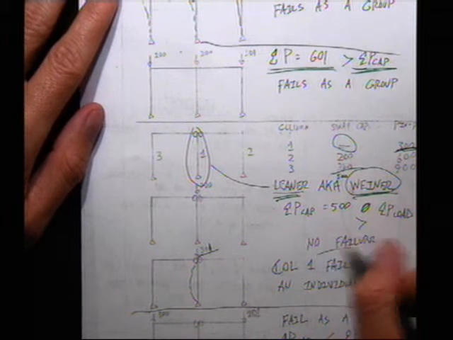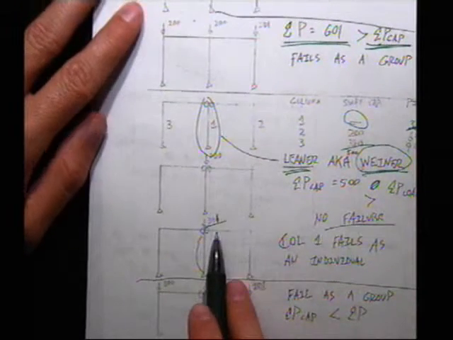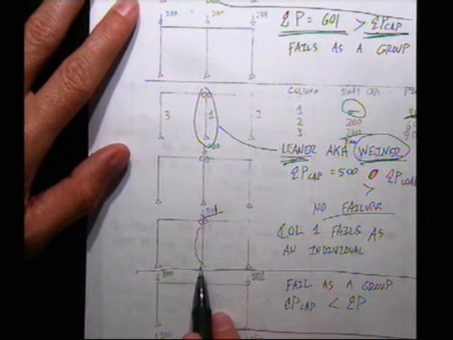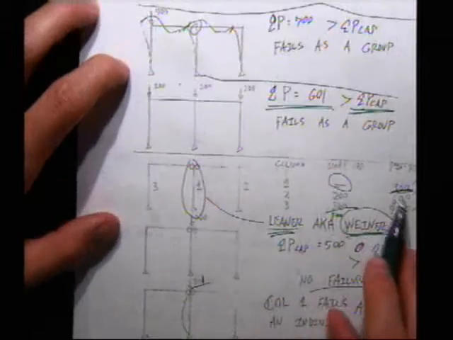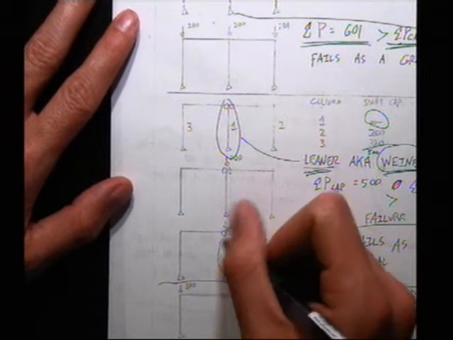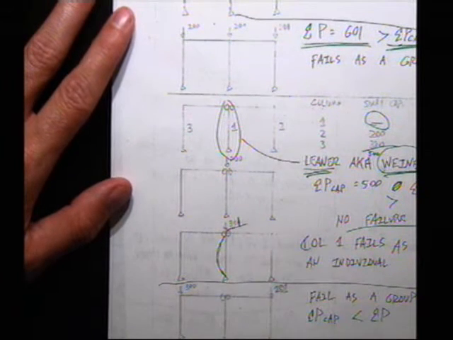Let's say we take it to 301. Now column 1 is going to fail as an individual. Right? Pin-pin capacity is 300. I take it to 301. It's going to fail as an individual. It's going to fail as a pin-pin column.